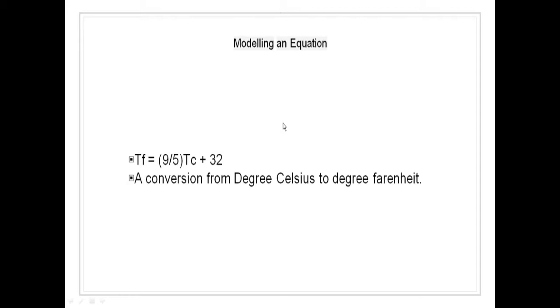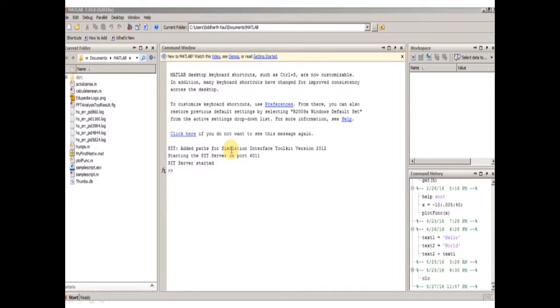In this tutorial, we are going to see how we can model an equation in Simulink. We are going to model a linear equation that converts the temperature in degree Celsius to degree Fahrenheit. So we all know the equation for the same is temperature in degree Fahrenheit is equal to 9 by 5 times temperature in degree Celsius plus a constant number of 32. So now let's see how we can model this in Simulink.